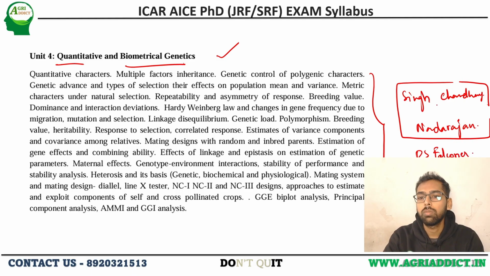My suggestion would be to refer to Singh and Chowdhury, followed by Nadarajan, in order to get the complete understanding. And D.S. Falconer is mainly for people who want in-depth knowledge in quantitative genetics. Singh and Chowdhury and Nadarajan would be mostly sufficient to cover the different topics of quantitative and biometrical genetics.